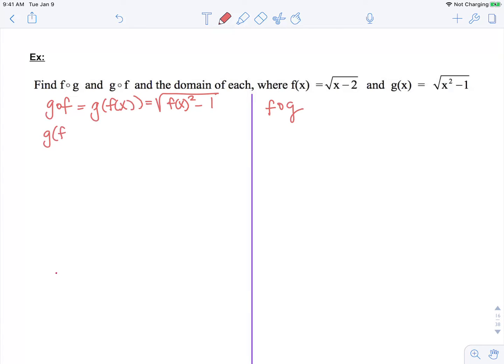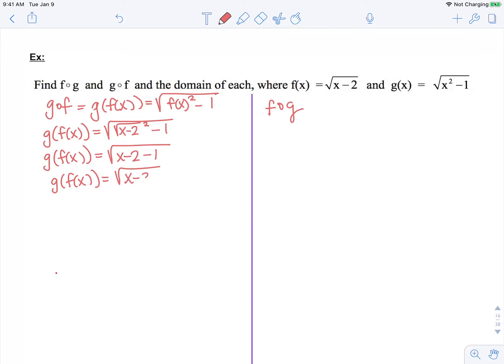So g of f of x is the square root of the square root of x minus 2, squared, minus 1. G of f of x is the square root of x minus 2 minus 1. So g of f of x is the square root of x minus 3. So that's the first part they're asking for.